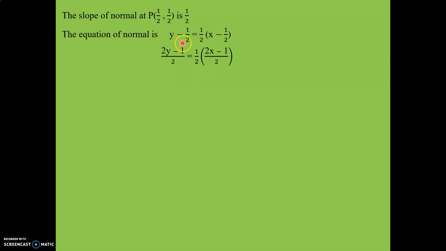So again (2y minus 1) upon 2 is equal to 1 upon 2 into (2x minus 1) upon 2, the 2 cancelled, and cross multiplying this 2, 4y minus 2 is equal to 2x minus 1. That is, 2x we are taking to the right hand side, that is minus 2x, 4y, and minus 2 will become plus 2 minus 1 is plus 1, so 2x minus 4y plus 1 equal to 0 is the final answer for this question.